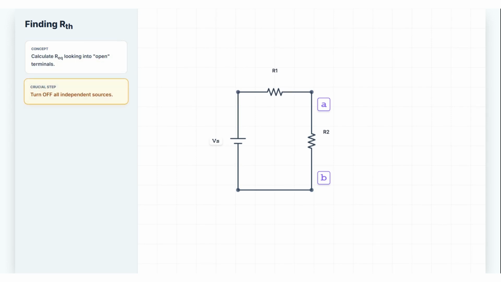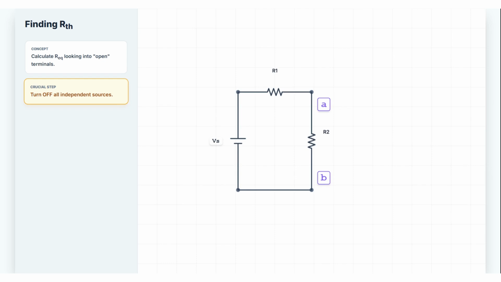A voltage source will short your meter. A current source will send your reading to infinity. So we have to turn off all independent sources first. Then we calculate the equivalent resistance. Let's start with the simple case, circuits with only independent sources and resistors, no dependent sources.